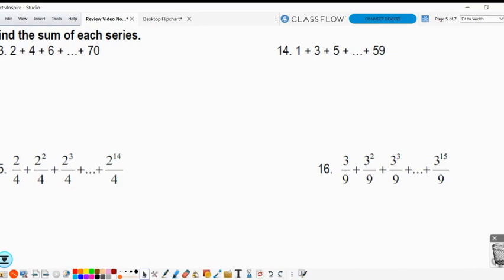Working on our review guide, numbers 13 through 23, all about series and sums. In 13 and 14, we're going to find the sum of the series based on the information we're given.